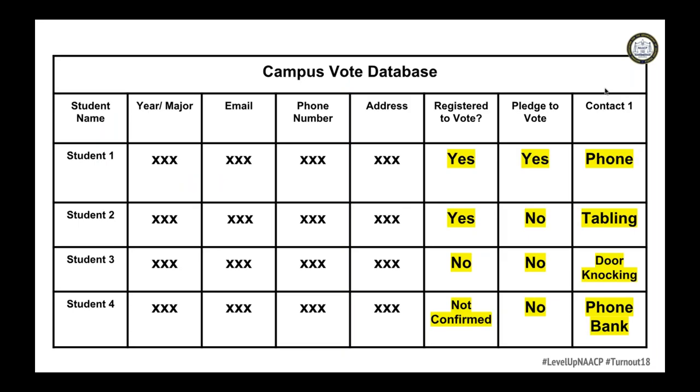So this is what a sample campus vote database looks like, right? Essentially, it has the basic information. It has students' names, their year, their major, their email address, their phone number, and their physical mailing address, right? You have your email address, so you can send out email blasts.